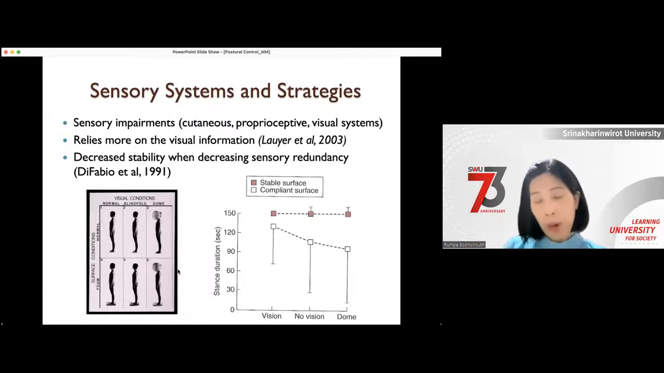Okay, so patients with stroke, you can see that they have problems with balance during standing when there is no vision condition and standing on foam, or using the dome and standing on foam. Okay, so they have decreased stability when they decrease sensory redundancy.